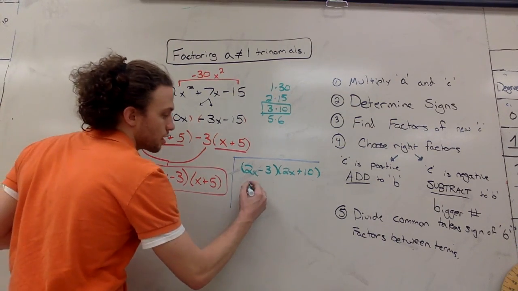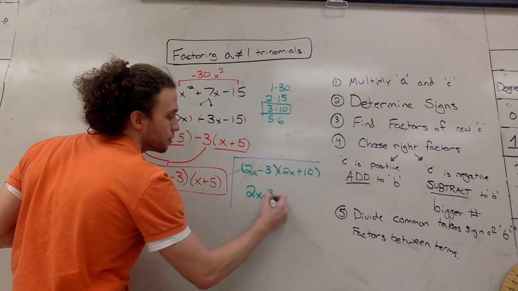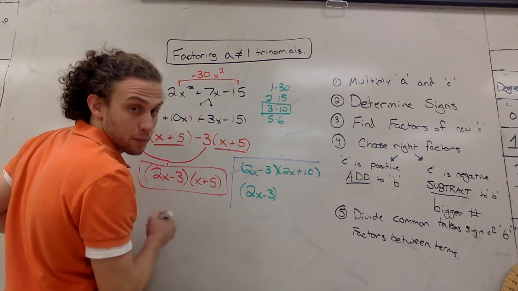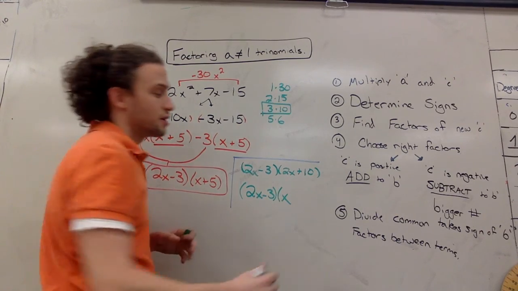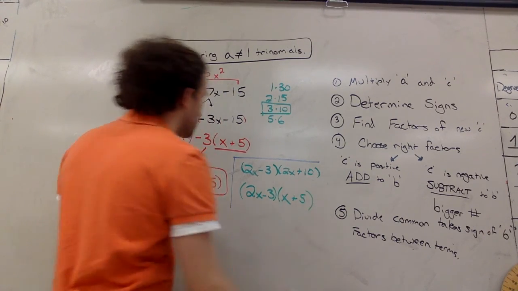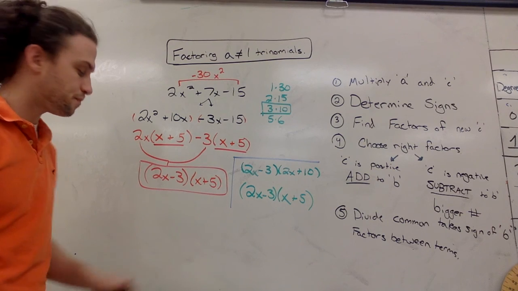So we look at this and say, all right, I have 2x minus 3. I divide 2x by 2, I just get an x. I divide 10 by 2, I just get 5, which is the same thing that we had right here.